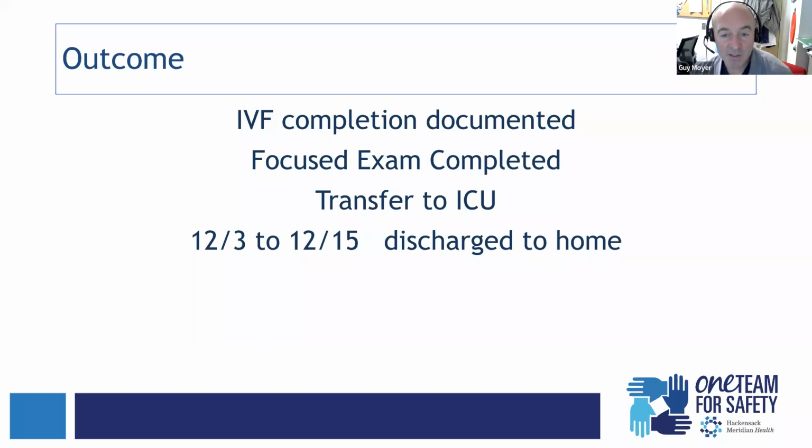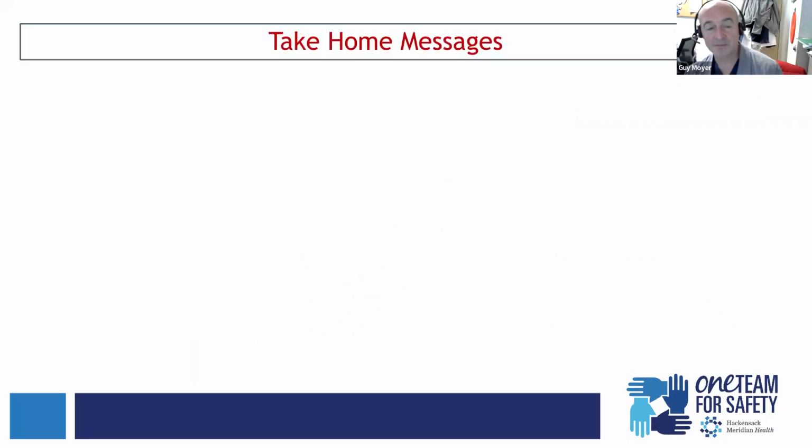So the outcome for this patient: the IV fluid documentation was completed. A focused exam was completed. The patient was transferred to the ICU. The patient stayed in the hospital as a result of septic shock from the 3rd of December to the 15th before they were discharged to home. So if we would have identified and done the proper testing early on, maybe this patient could have avoided this long admission and maybe have avoided the post-sepsis syndrome that they may end up with as a result.